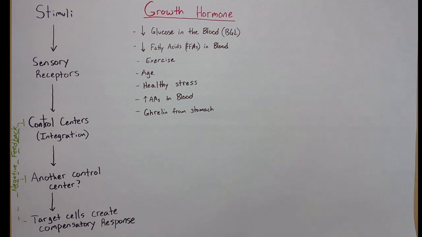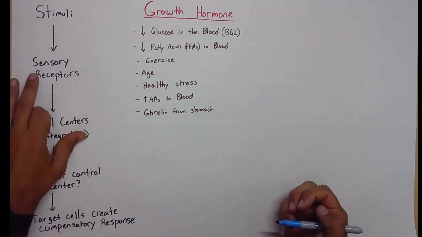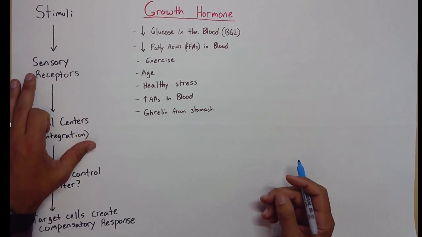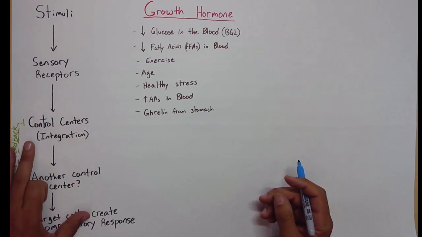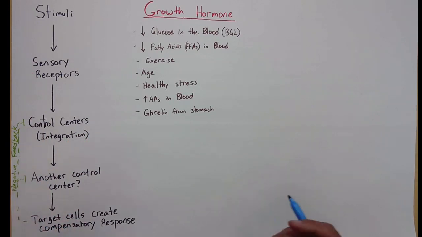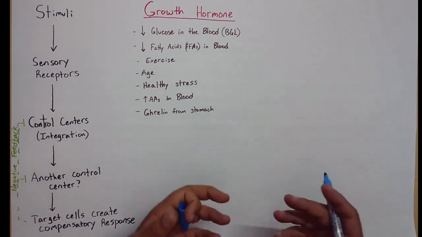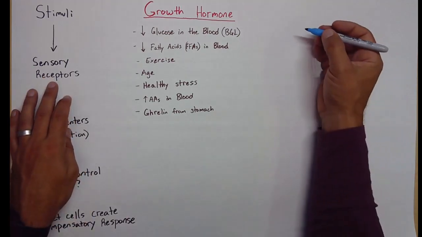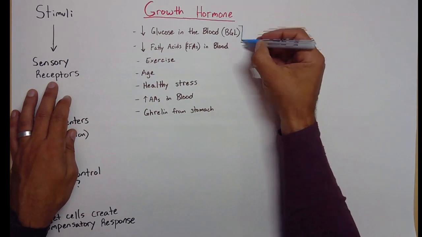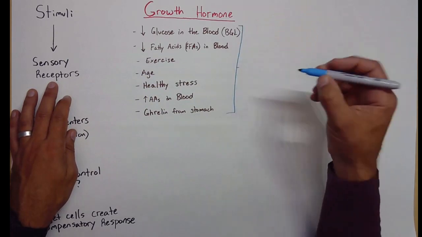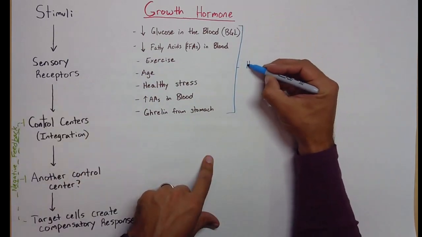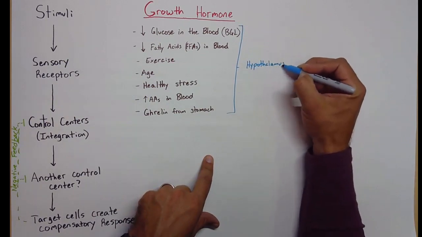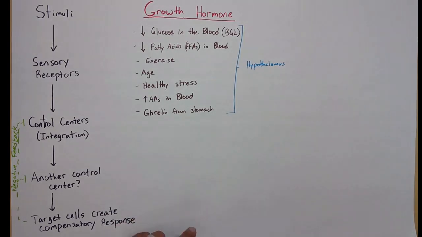Next, the stimuli are going to act on sensory receptors. These sensory receptors are going to talk to a control center that's going to end up causing the release of growth hormone in the long run. So where, in general, are these sensory receptors found? The sensory receptors for all of these stimuli are found in the hypothalamus.